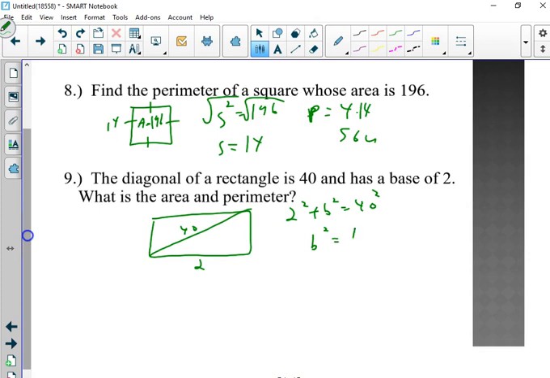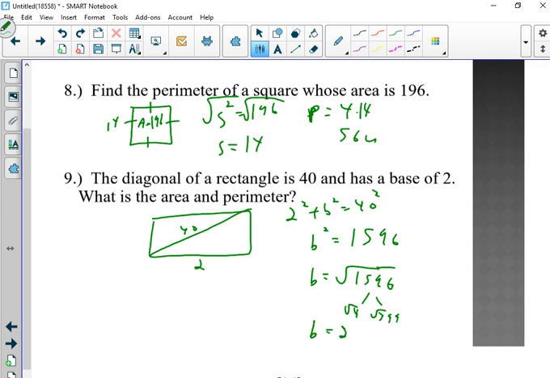So b squared equals 1600 minus 4, which is 1596. b is equal to the square root of 1596. Let's see if it breaks down. And it does. It's not too nice. It's square root of 4 times square root of 399. So b is equal to 2 times radical 399. Kind of ugly. About 19.9. It's about 20 because that'd be 400. So that's our height, 2 radical 399.